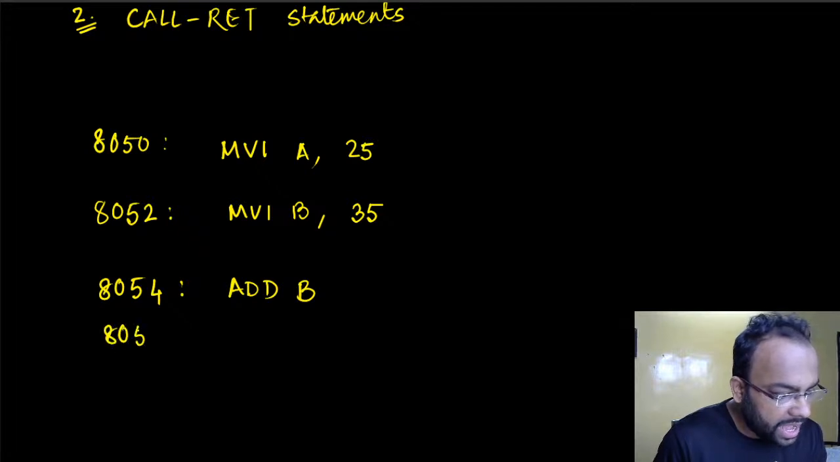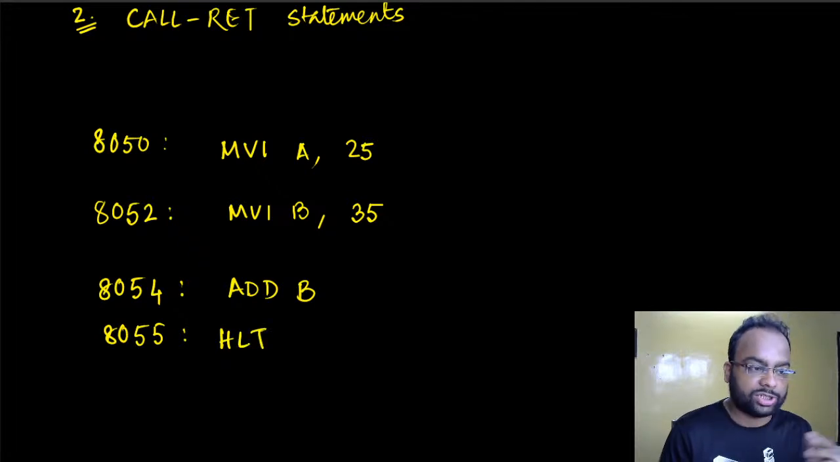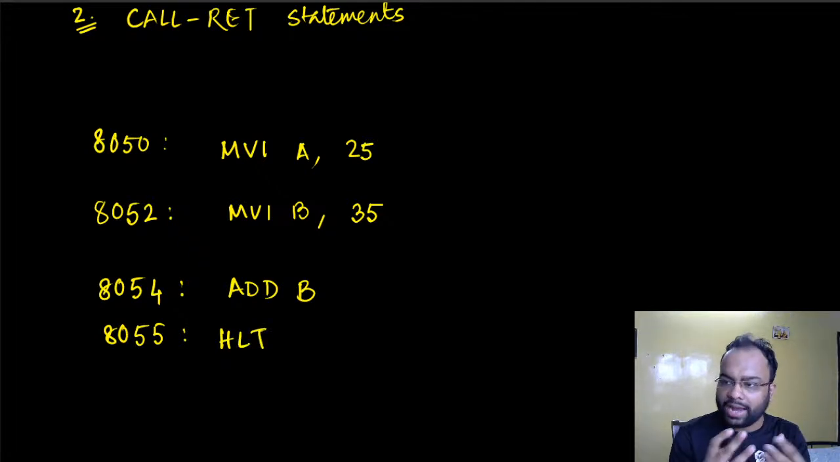And in the next memory location, I'm just halting my program with a halt instruction. So it's a very simple program to add two numbers in the microprocessor itself.